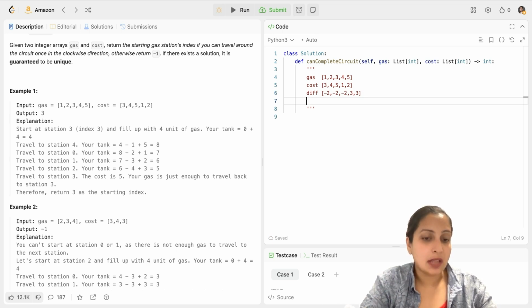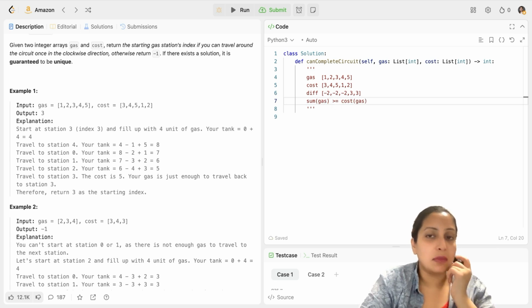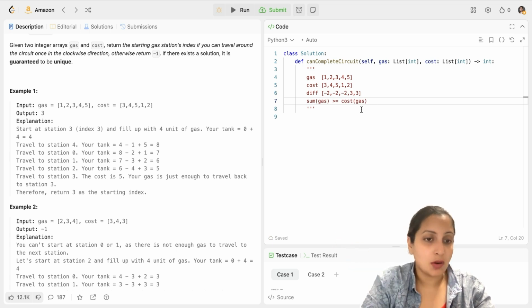So to ensure that there would be a solution, your sum of gas should be greater than or equal to your sum of cost. Because any time it is less, in that scenario, your cost is more, so you will run out of gas. So that is your first check you need to do.